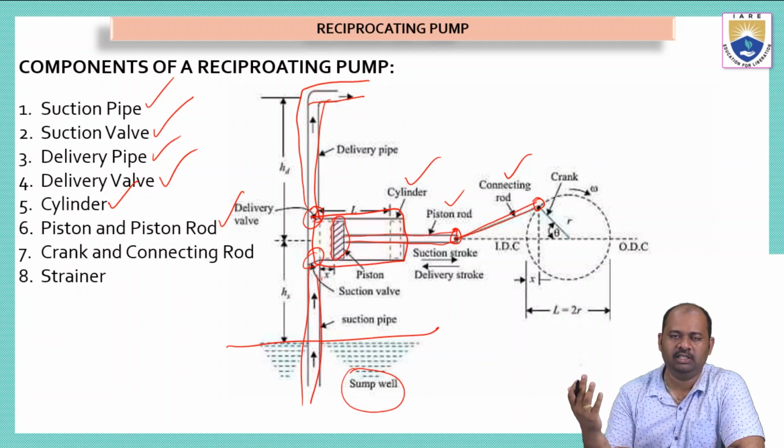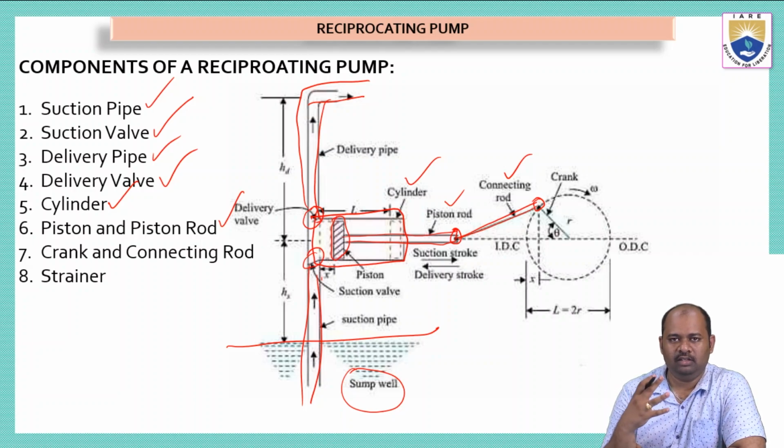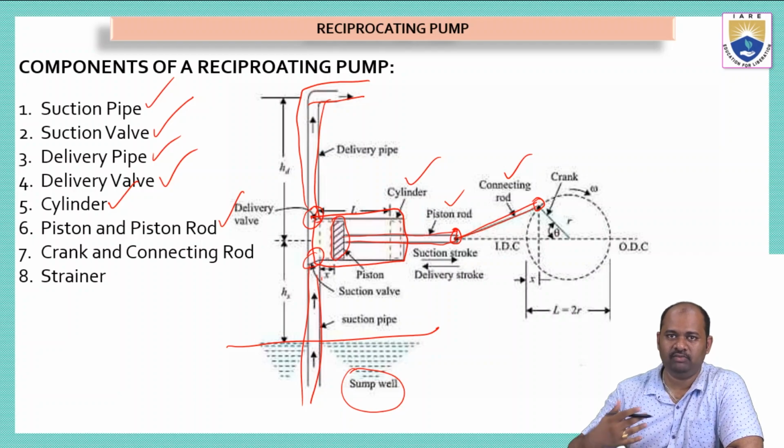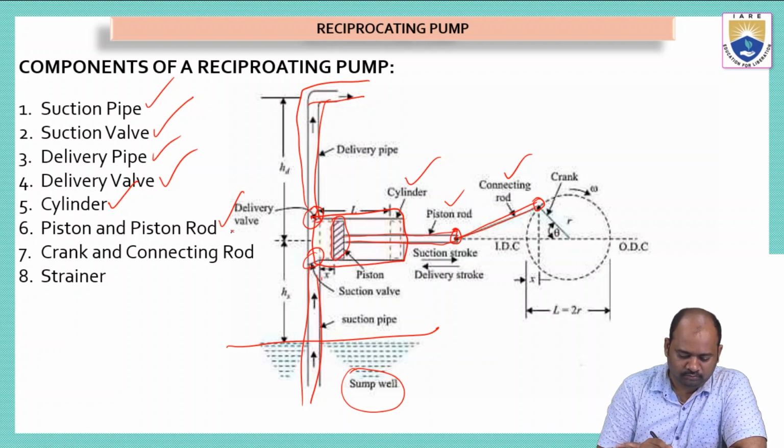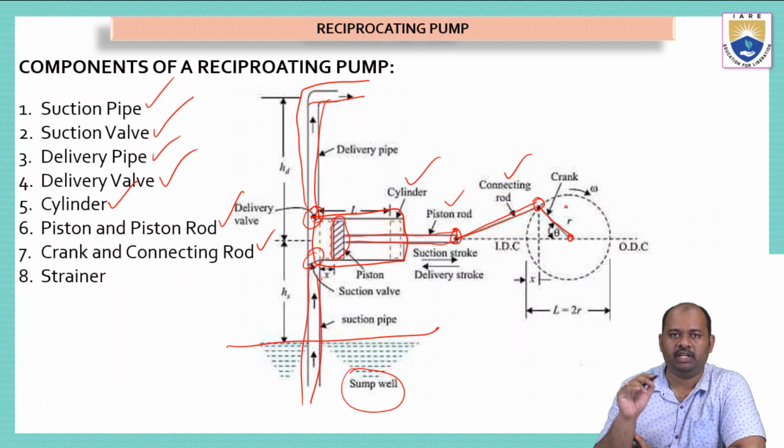In IC engines, we produce mechanical energy by burning the fuel inside the cylinder. Okay, we produce rotating energy. Here we give the rotation energy, which will increase the pressure or velocity of the water. Okay, here we have a connecting rod, crank and connecting rod. Crank is nothing but this mechanical element that is attached to the rotating wheel. Okay, this is called crank.